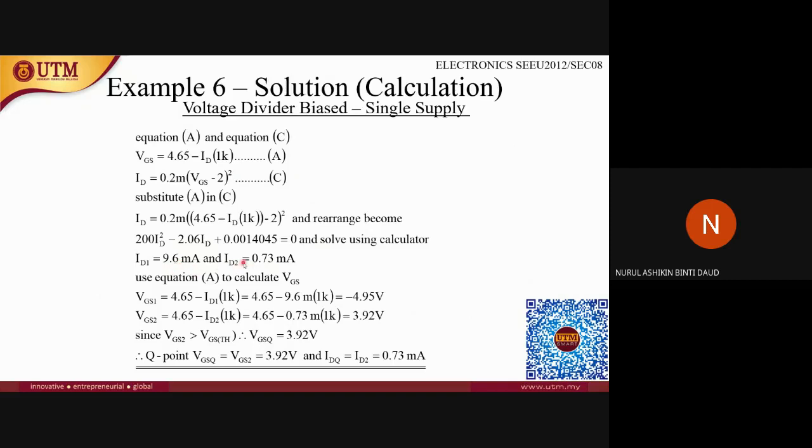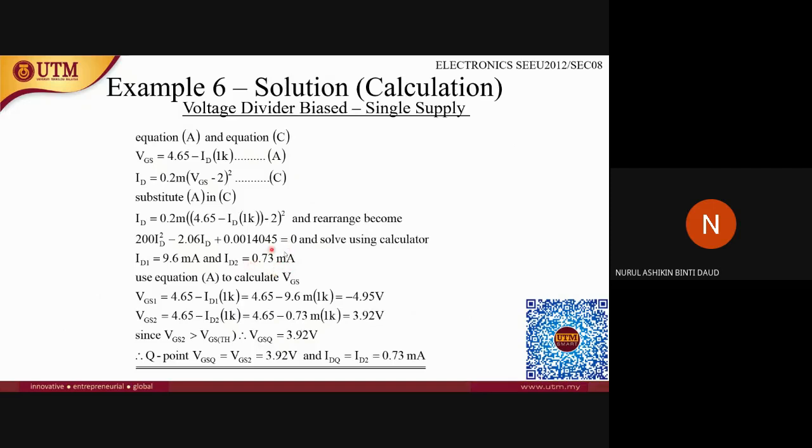So between these two values, which one do you need to choose for VGSQ? In order for you to decide, you need to use this equation again, equation A. Look at the value of VGS. If the VGS value is greater than VGS threshold, that will be the VGS at Q point. So in this case, the value of VGS at the Q point is 3.92. So when you get this value, you know that the value of IDQ is this 0.73 milliamps.